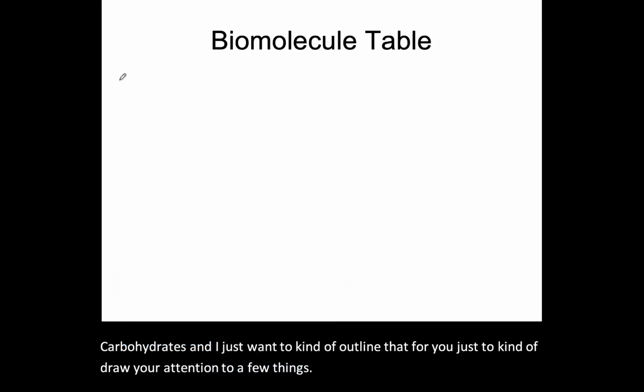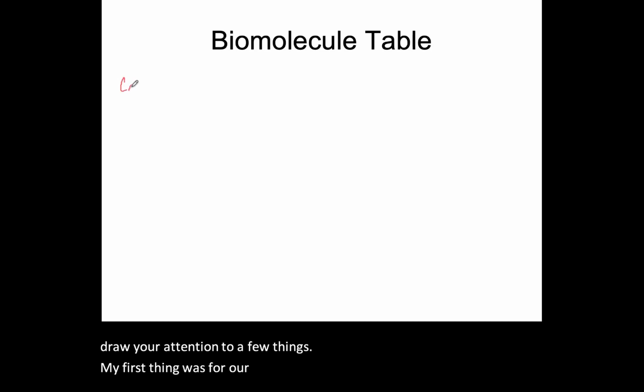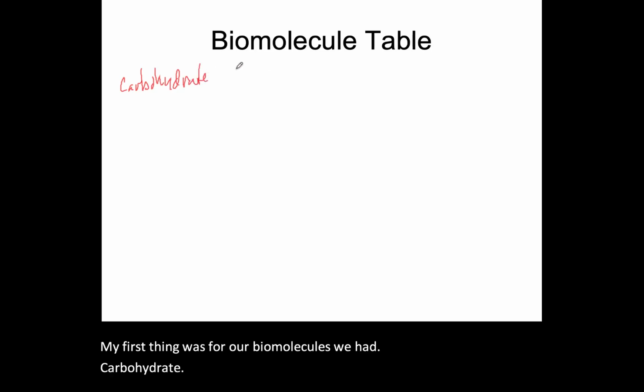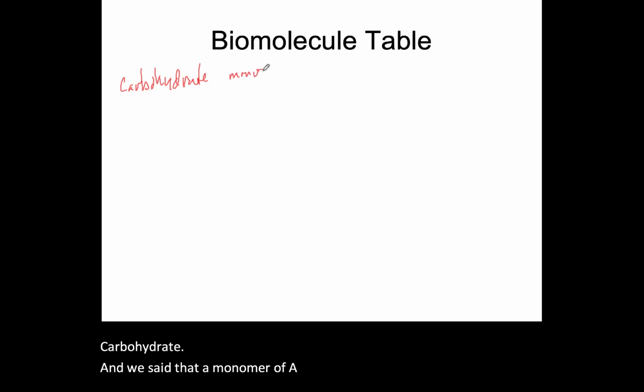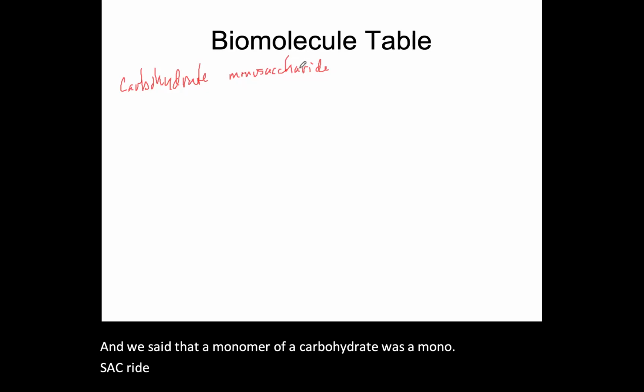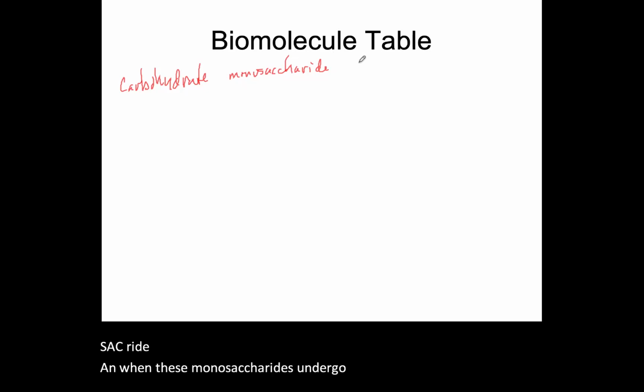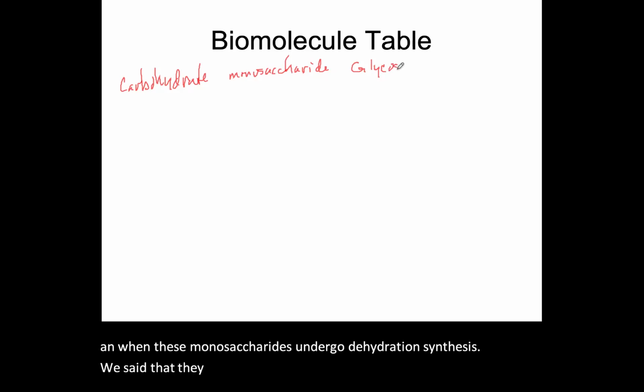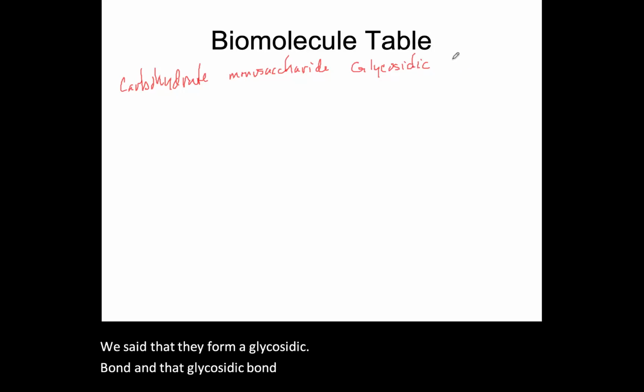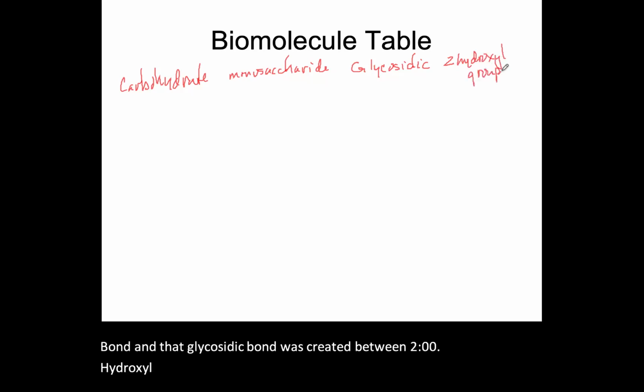First thing was, for our biomolecules, we had carbohydrate. And we said that a monomer of a carbohydrate was a monosaccharide. And when these monosaccharides undergo dehydration synthesis, we said that they form a glycosidic bond, and that glycosidic bond was created between two hydroxyl groups. Right, that would then go ahead and remove water.